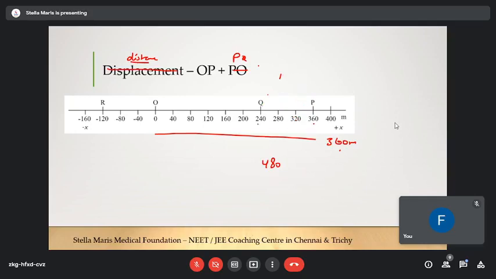So from P to Q the position has changed from 360 meters to 240 meters. But while calculating distance, P to Q is 120 meters. We'll just add it up: 360 plus 120. That is, OP plus PQ is 480 meters. You clear? Clear, sir.